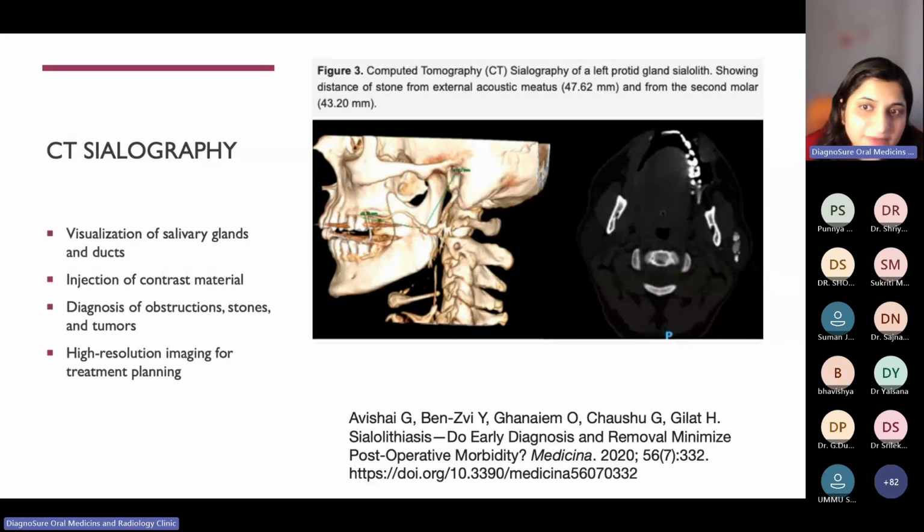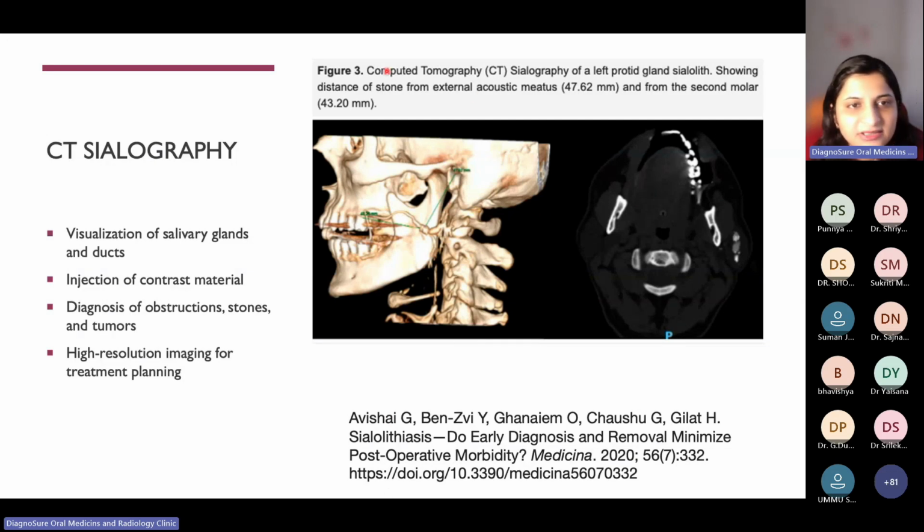CT sialography is a specialized technique for visualizing salivary glands and their ducts. It involves the injection of contrast material into the salivary ducts, followed by a CT scan to obtain detailed images. This method is valuable for diagnosing and assessing salivary gland disorders such as obstruction, stones, and tumors. It provides very high resolution images that help in planning appropriate treatment and intervention.